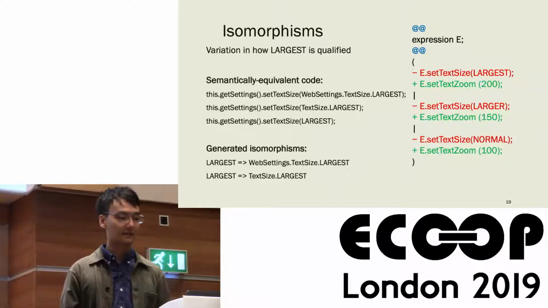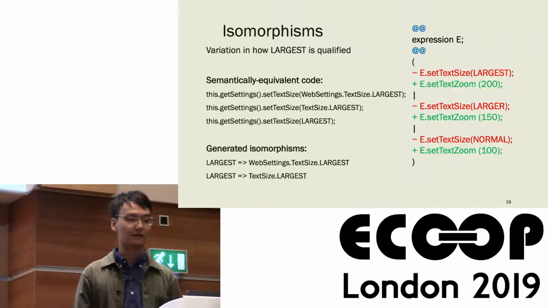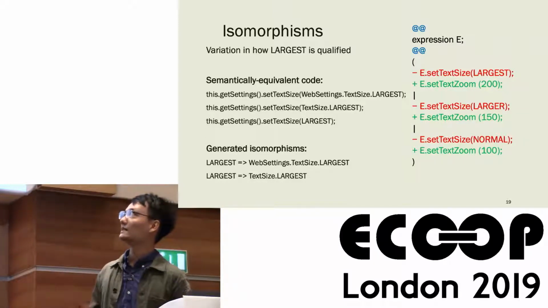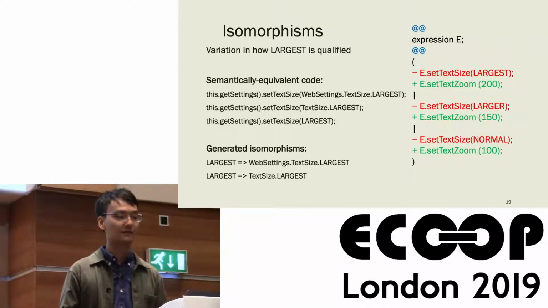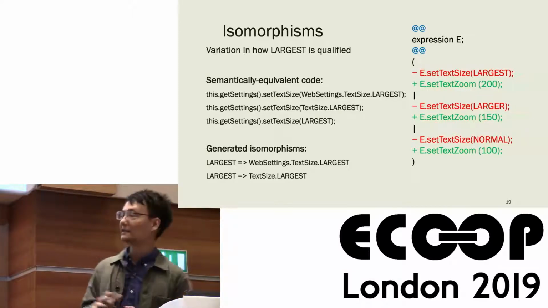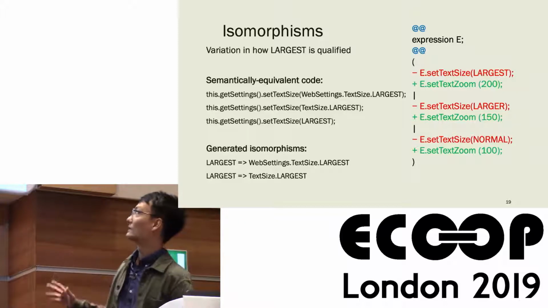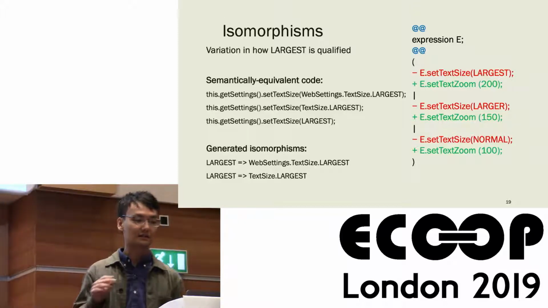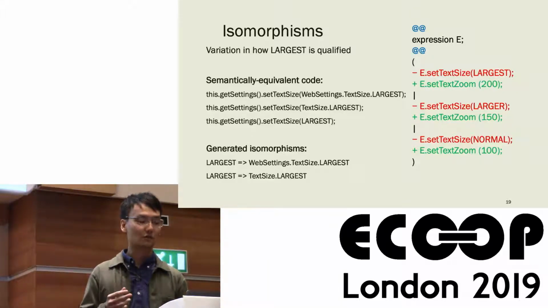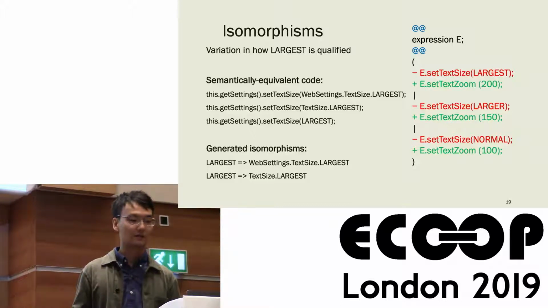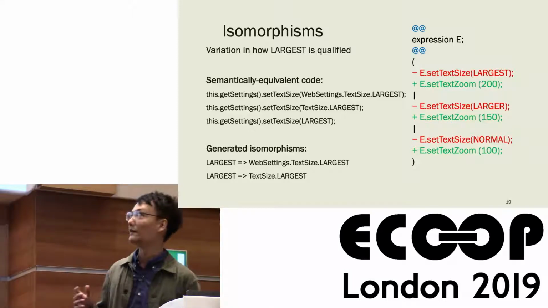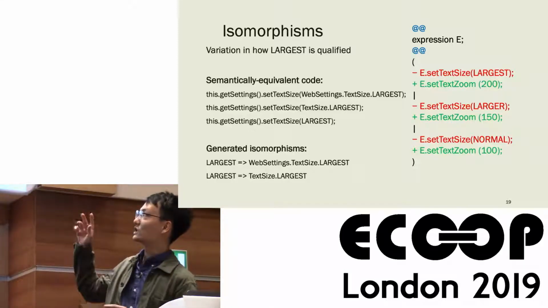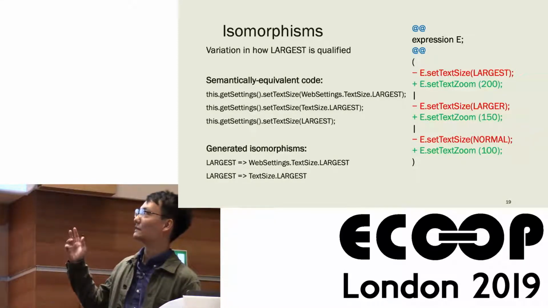But here we see the need for isomorphisms due to a variation in how LARGEST is qualified. The following 3 lines are semantically equivalent code, which only differ in how LARGEST is qualified. So without the use of isomorphisms, the semantic patch I described earlier, which is on the right of these slides, would only match the third statement, where LARGEST is not qualified at all. If we wish to match against all 3 cases, we would actually have to specify a disjunct for each case for how the names can be qualified.